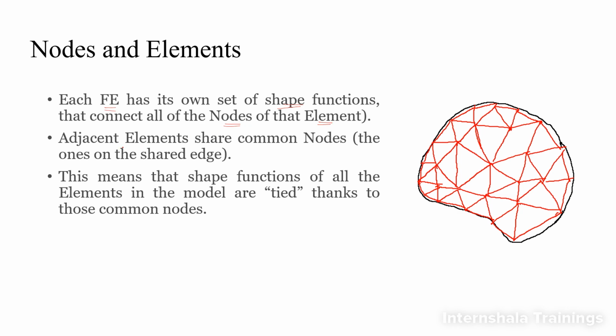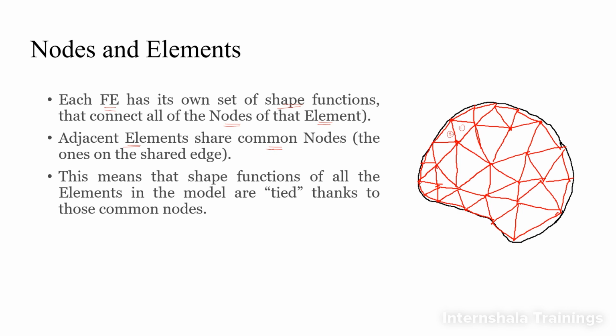And remember, adjacent elements share a common node. So for example, let us say here there is an element, let us say element 1 and element 2. If you observe, this element and this element are sharing this node commonly. So adjacent elements will share the nodes, right?